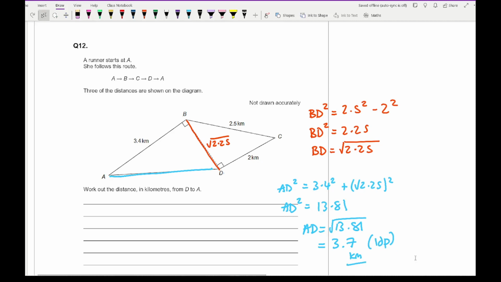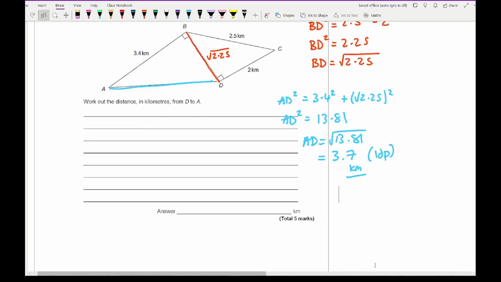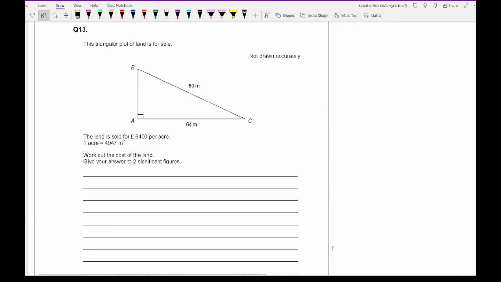So then moving on to question 13, it says that a triangular plot of land is for sale. It says the land is sold for 6,400 per acre. 1 acre is 4,047 meters squared. Work out the cost of the land.